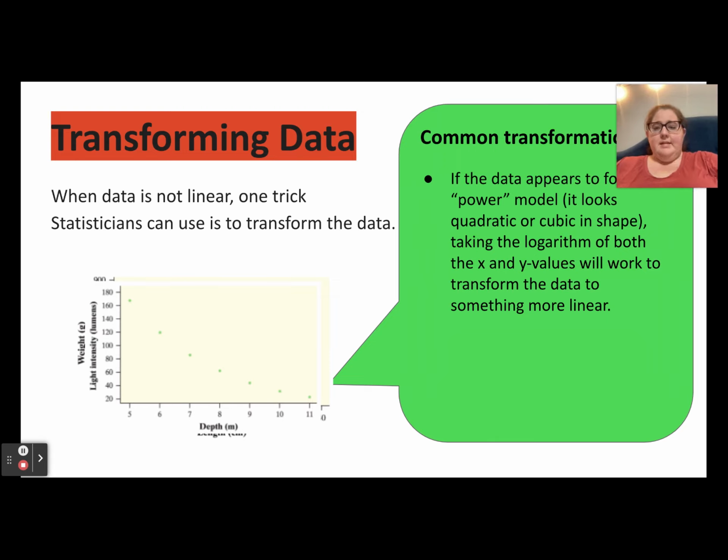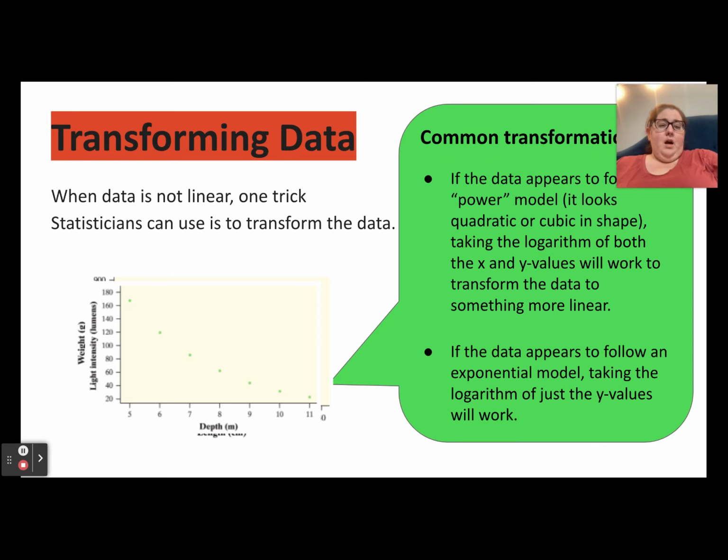Another example is this graph right here. It's kind of hard to see. The points are green, but this is one that looks a little bit exponential in shape. So if we have a graph that looks somewhat exponential, then the trick we have is to take the log of just the y values. And again, by doing that, transforming the data a little bit, it creates a graph that's a little bit more linear.